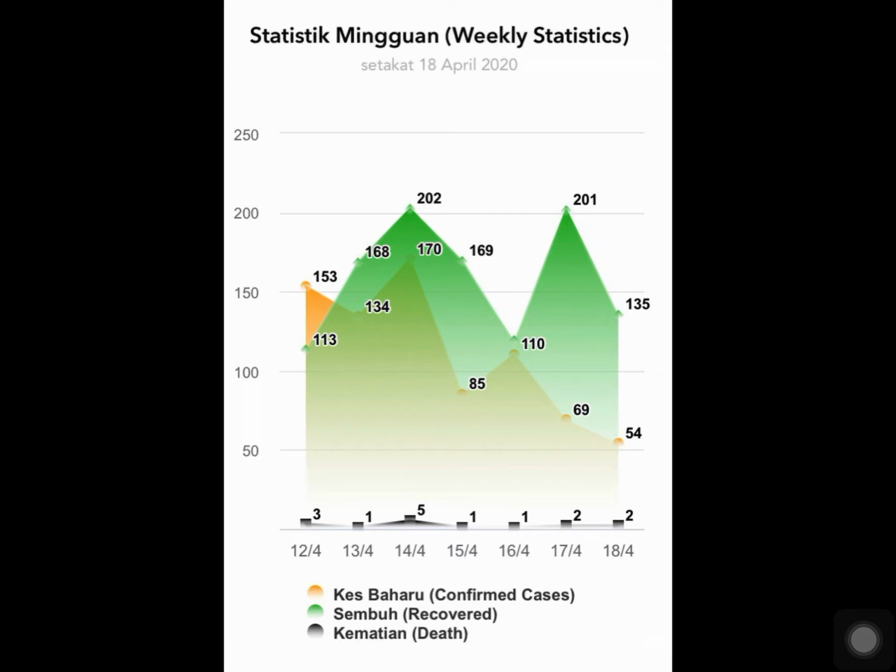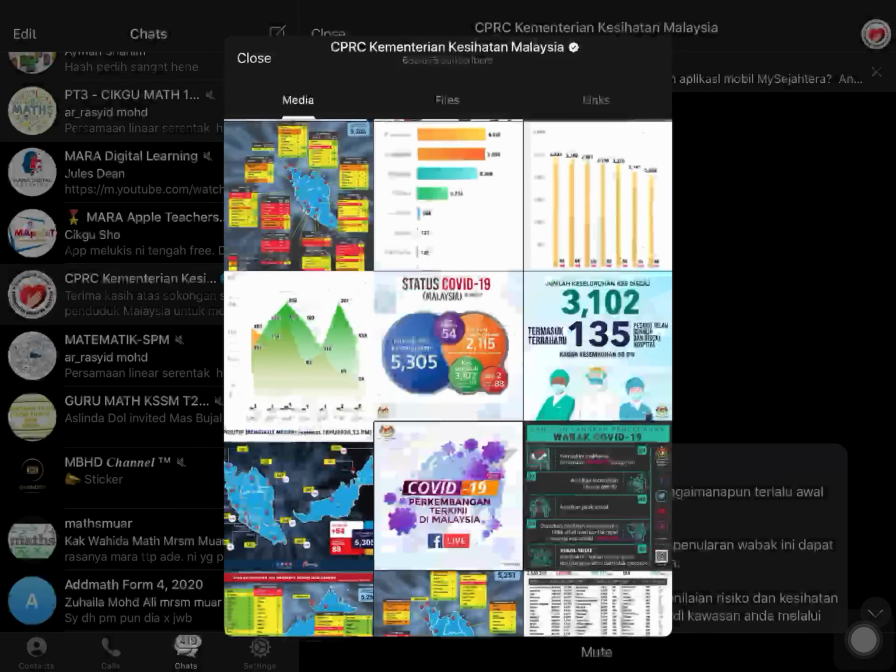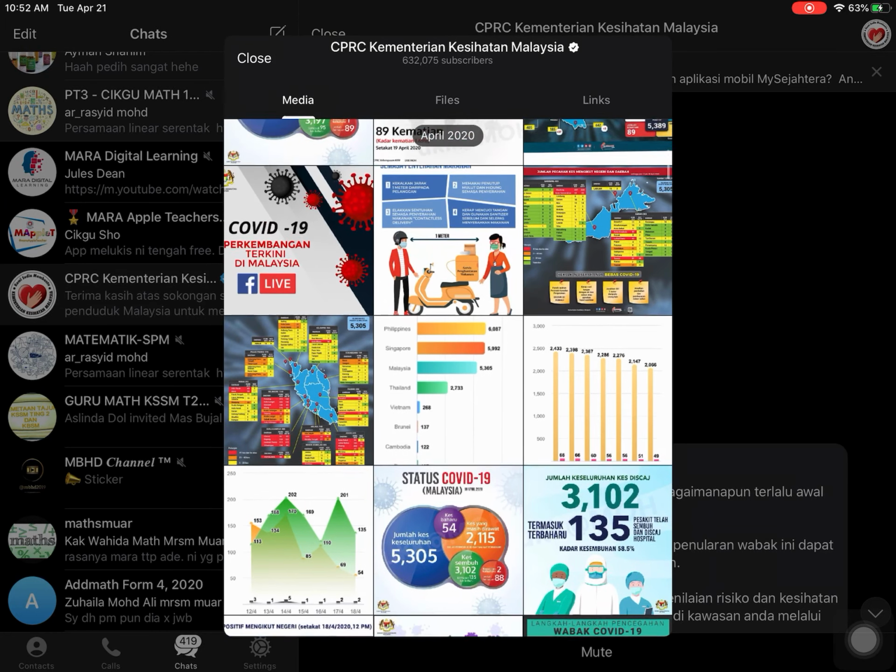If you can see here, the green one shows that the recovered cases are increasing. The orange one shows that the confirmed cases are decreasing. And look at the death. It's stagnant, and one is higher than the others, which is on the 14th of April. Okay, this is one example of data.